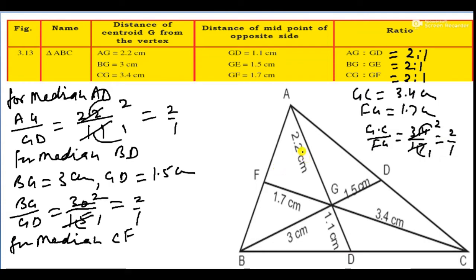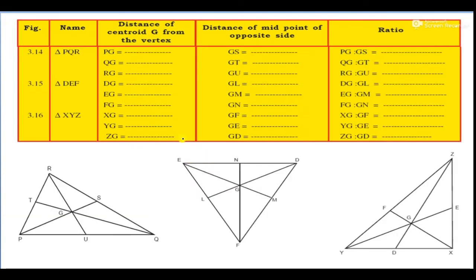So always remember, the centroid of a triangle always divides the median in the ratio 2 is to 1. It is necessary for you to remember. Your homework is 3.14, 3.15 and 3.16. You have to measure, fill in the values here, and then find the ratios. And remember, all the ratios are 2 is to 1.